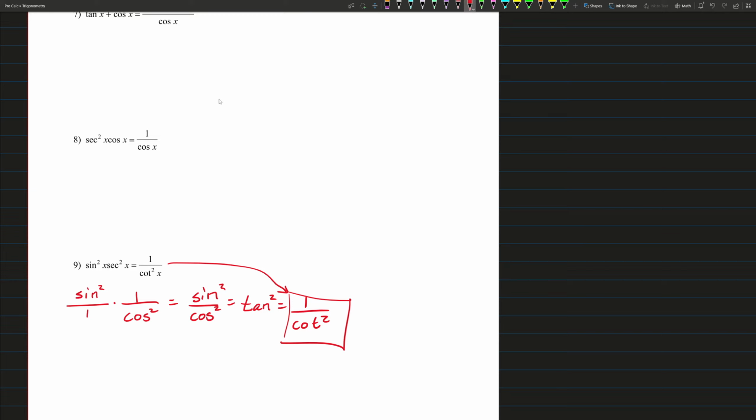And then number 8 is similar. We get 1 over cosine squared times cosine over 1. So cosine over cosine squared. One of those cancels one of those, and we're just left with 1 over cosine. So our left-hand side equals our right-hand side, and then we're done.